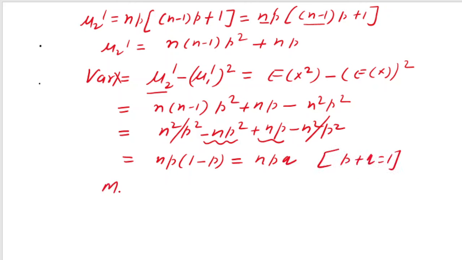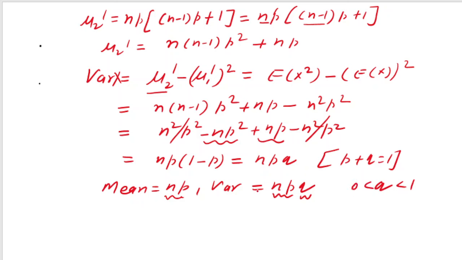So the mean, what is the mean? The mean is np, and what is the variance? The variance is equal to npq. So you can clearly see that mean is np, and in variance we are getting np into q, and q is a value which is less than 1, greater than 0. So npq will be certainly less than np. So in this case mean will be greater than variance. I hope you understood this.